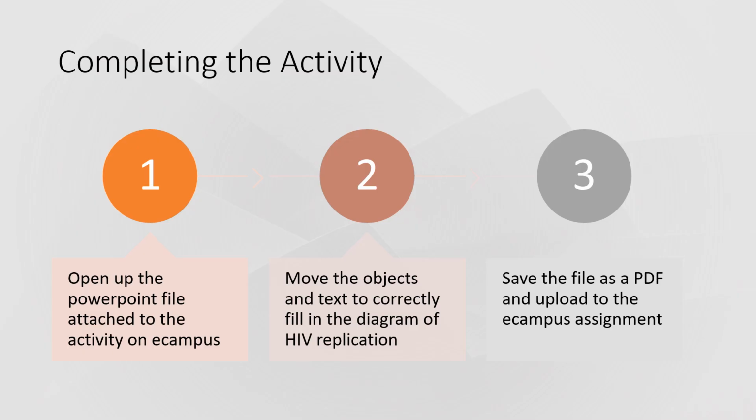This process is complicated and has a lot of steps to understand. So your activity for the content on Exam 1 will focus on the replication of retroviruses. Under the Week 2 module, you'll find an assignment called Activity 1. This is a PowerPoint file with objects that you can move and drag to the correct locations to fill out the diagram. Use your notes and think through this process to correctly fill out the diagram. You will use all the objects in the box in the PowerPoint file. When you're done, save the file as a PDF and upload that to the eCampus assignment.